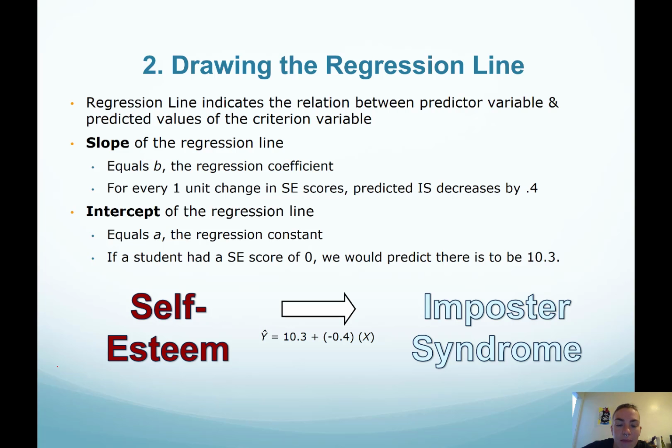And our intercept value, or constant, is equal to A. And remember, A in our example is 10.3. And this tells us that if a student has a self-esteem score of 0, then their expected imposter syndrome score would be 10.3. So this is our prediction rule for predicting imposter syndrome from self-esteem.